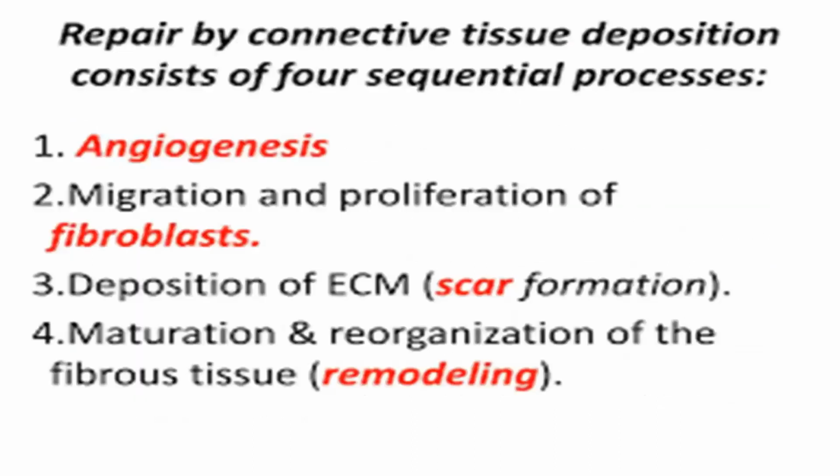As I already told you about regeneration. What is regeneration? Repair of the connective tissue. Tissue deposition consists of four sequential processes. One is angiogenesis, which is the new formation of blood vessels, then migration and proliferation of the fibroblasts, deposition of the ECM, extracellular matrix, which ultimately causes the scar formation. Finally, there is maturation and reorganization of the fibrous tissue, the remodeling.